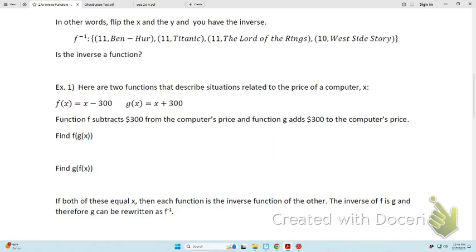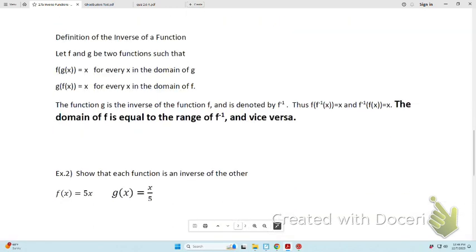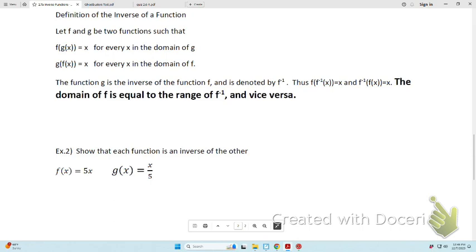Let's try another one. Flip to the back. It talks a little bit about domain and range here. If you're finding the inverse, the domain of f is kind of the exact opposite for the inverse. It's the range. So they are equivalent when you go domain to range.